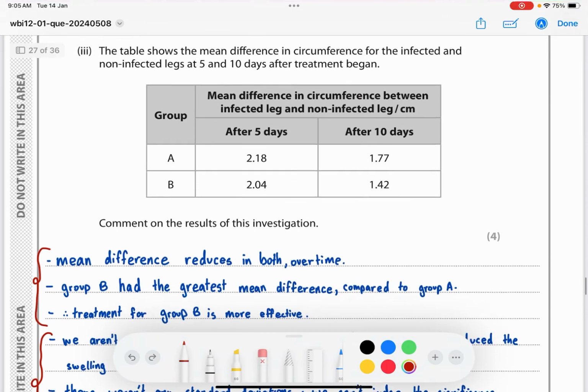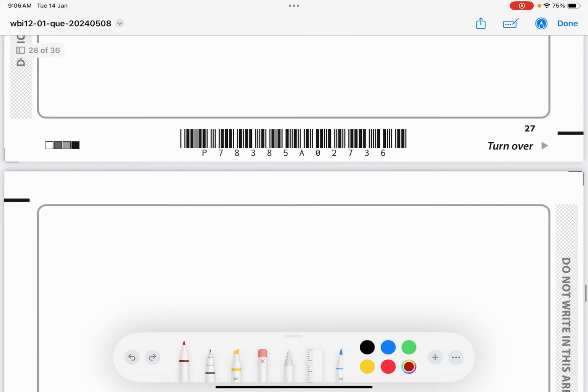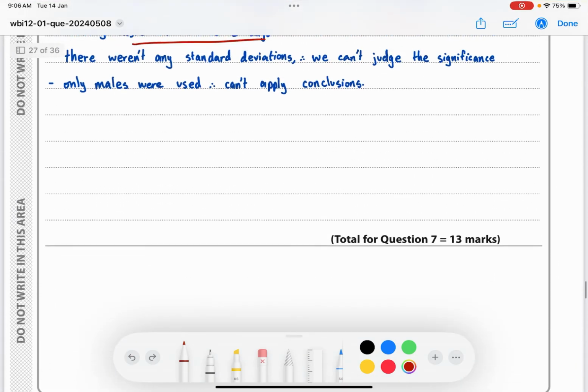So it is limited. Whenever you have these kinds of questions, comment on the results of this investigation. On the results, you can always mention points. Sometimes it's like we're not sure if the sex was kept as a variable or if their age was kept as a variable, and just different points like that. And I think that's the end for question 7.